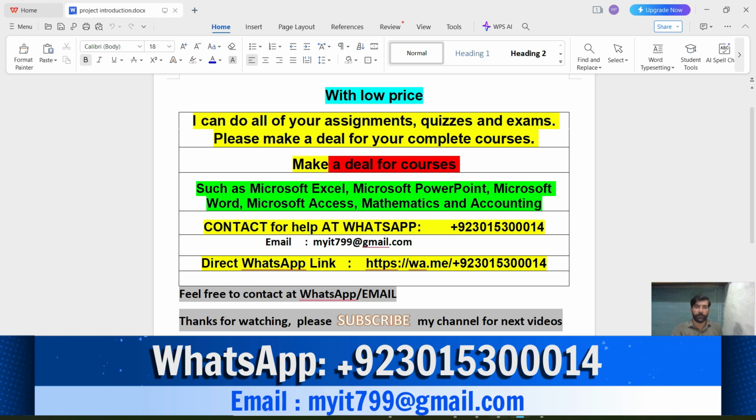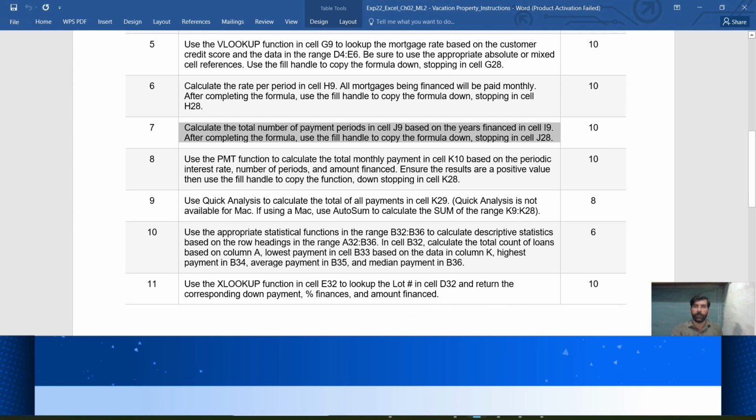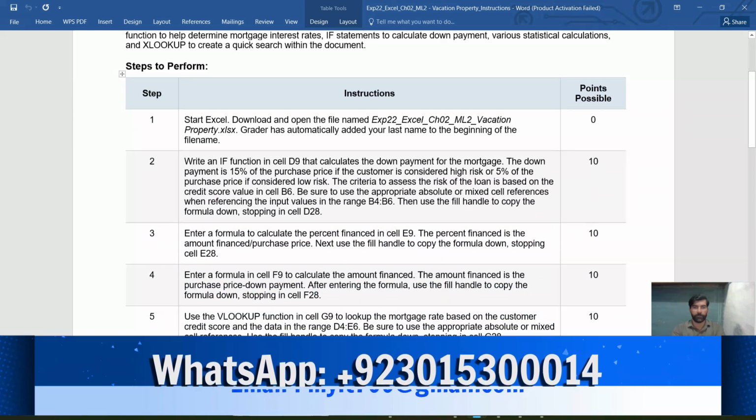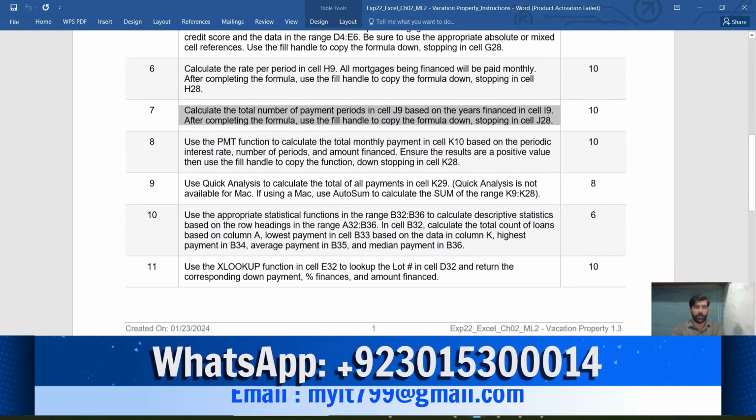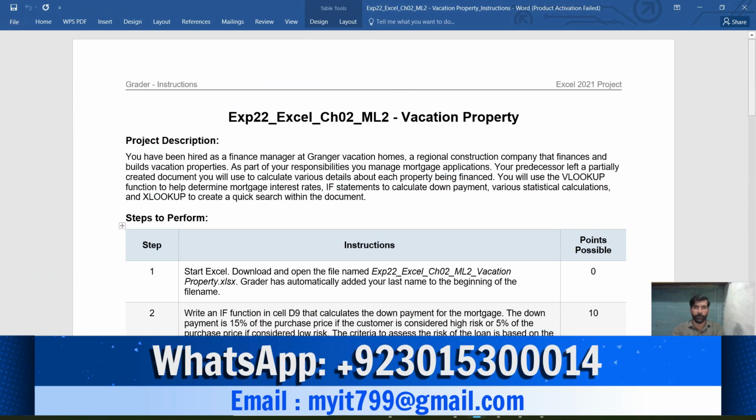And now I start the assignment that I have to do today. This is the assignment that I do here. Only 50 to 60% of the assignment I will complete here, and if you need the complete solution of this assignment or another assignment of Excel, PowerPoint, Word, SAM, mathematics, accounting, you can contact me.